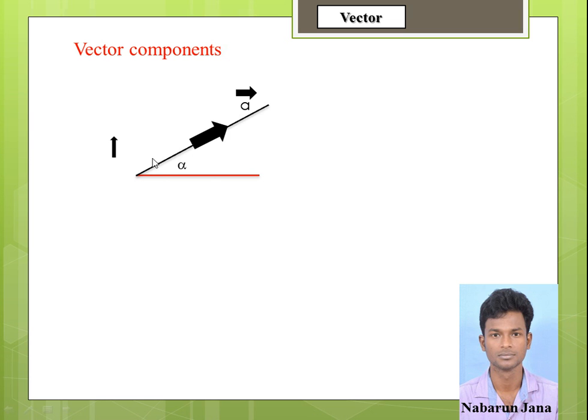Let the black line be vector A, which is making an angle alpha with the red line. So the vector A can be split into two components. One is along the red line and the other is perpendicular to the red line. So what component will be along the red line? It will be A cos alpha, and the other component will be perpendicular to the cos component, and it will be A sin alpha.